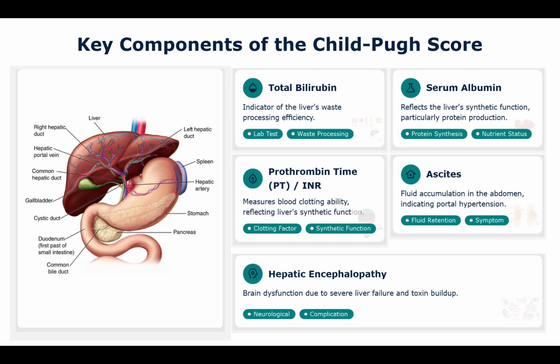The presence and extent of ascites, which is the abnormal accumulation of fluid in the abdominal cavity, serve as another critical marker, often indicating portal hypertension. And finally, we evaluate hepatic encephalopathy, a serious neurological condition where brain function is impaired due to the liver's inability to remove toxins from the blood.